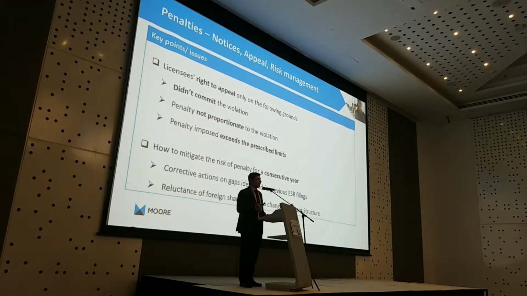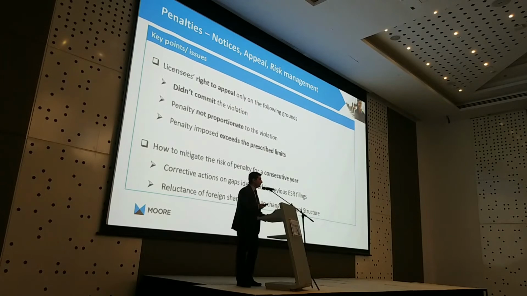There is an appeal mechanism also provided, but that mechanism can be availed only if there is really an error on the part of the system. That's what we have assessed. If you have actually delayed in filing, so what are you going to appeal? It will be an automatic 20,000 dirhams penalty. Either you pay it or you will not be able to undertake your subsequent filings also.